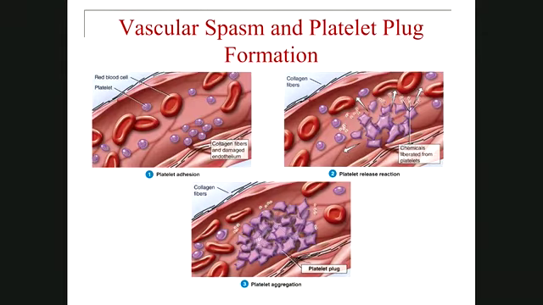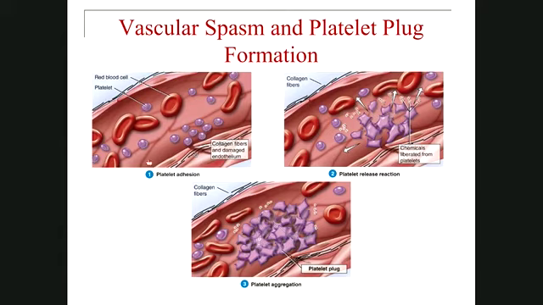After the vascular spasm, we have platelet plug formation. When platelets come into contact with parts of the damaged blood vessels, their characteristics change and they quickly come together to form a platelet plug, which can help fill the gap in the injured blood vessels. Platelet plug formation has three different steps, as you can see in this picture.